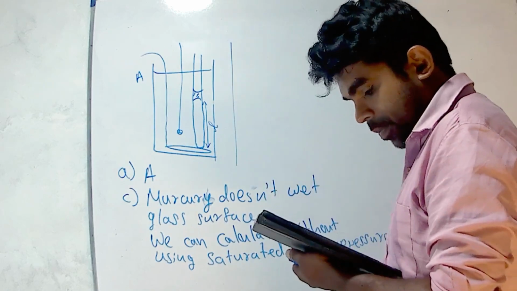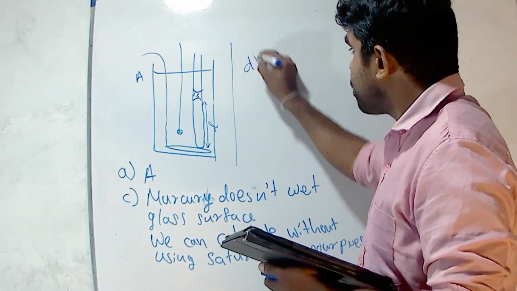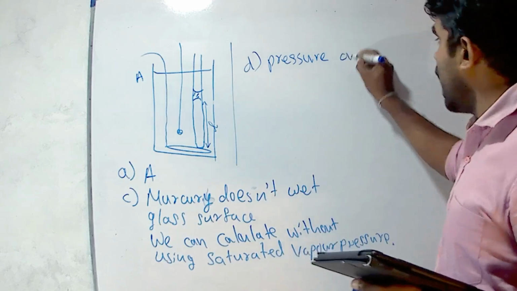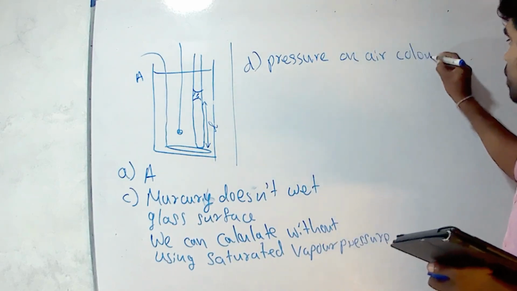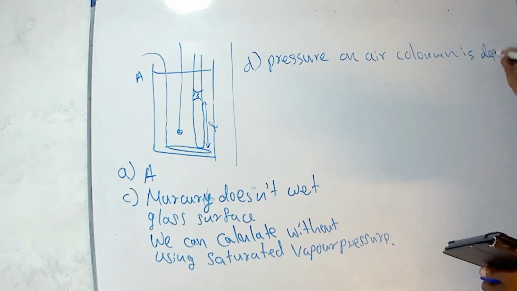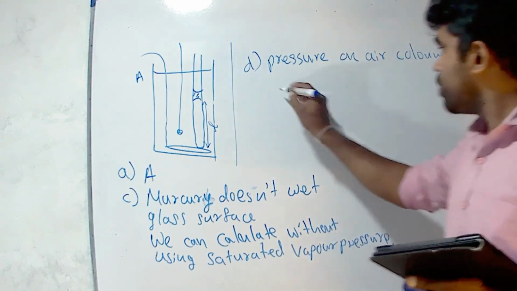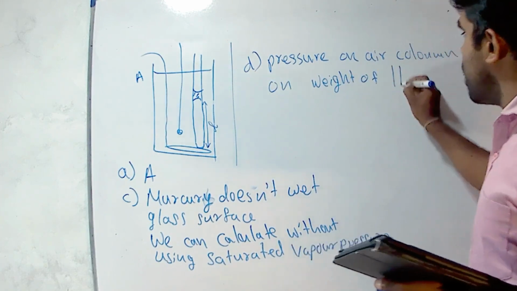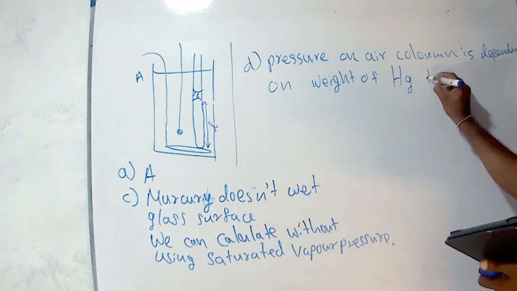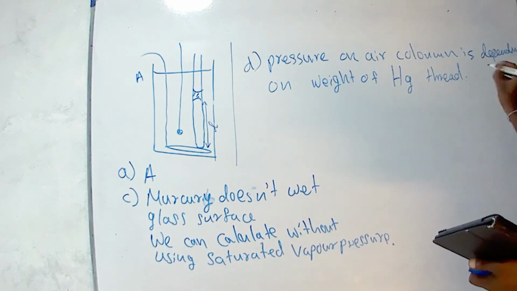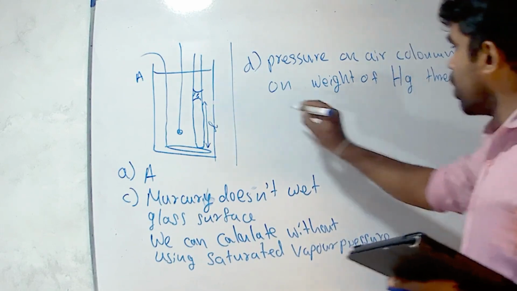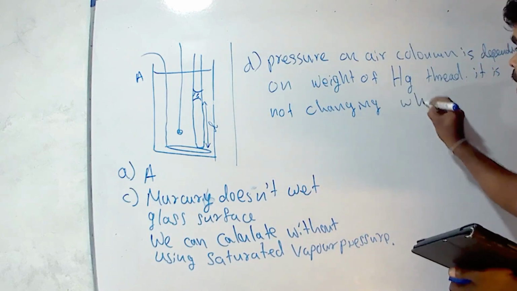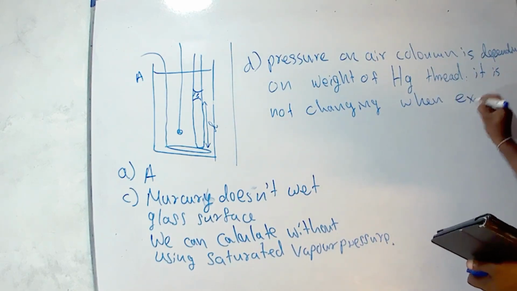We can write, part D, pressure on the air column is depending on the weight of the mercury thread. It is not changing when expanding.